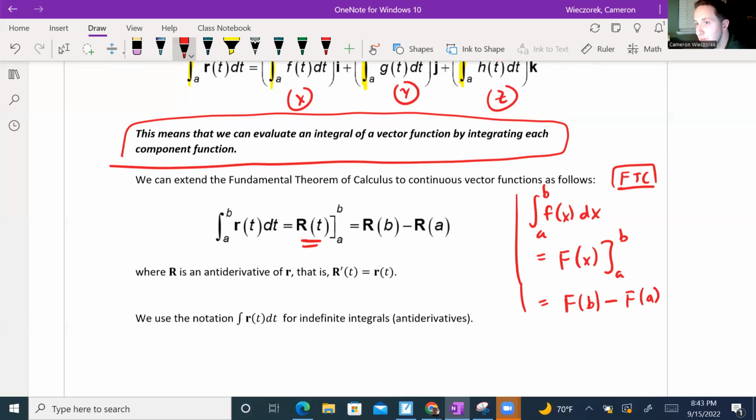Now we're doing something similar, but we're going to have to do it multiple times because we have a vector valued function. So we use capital R, which is a vector, for the antiderivative of that space curve little r.